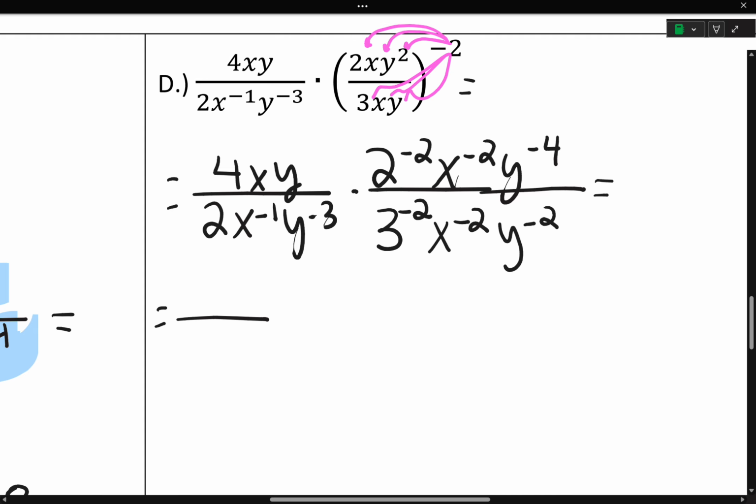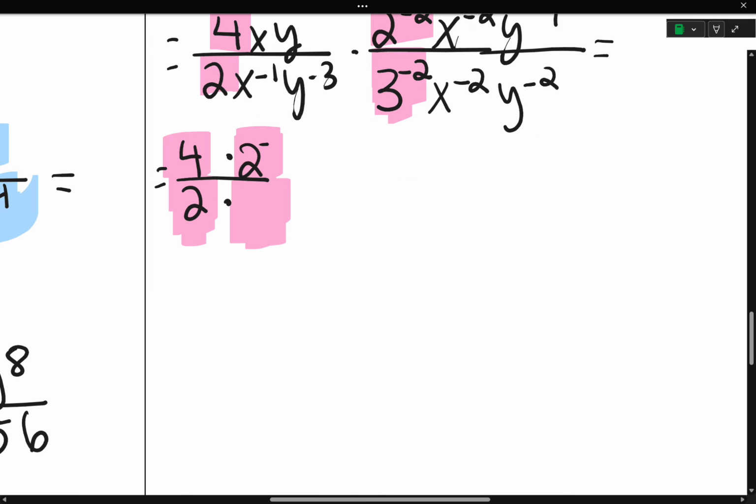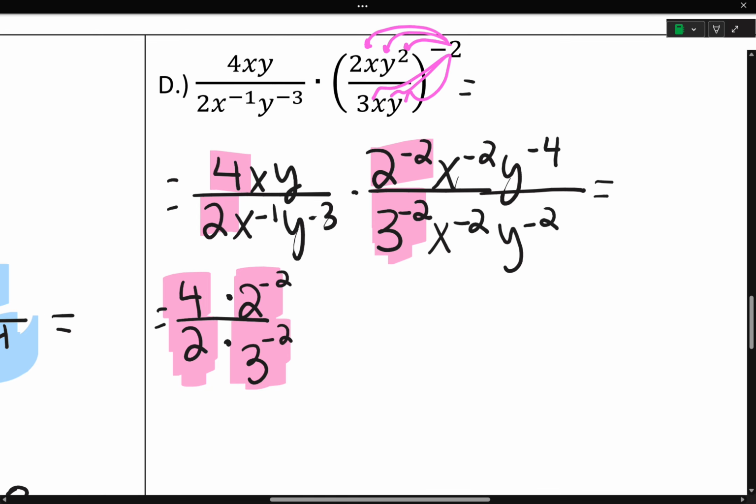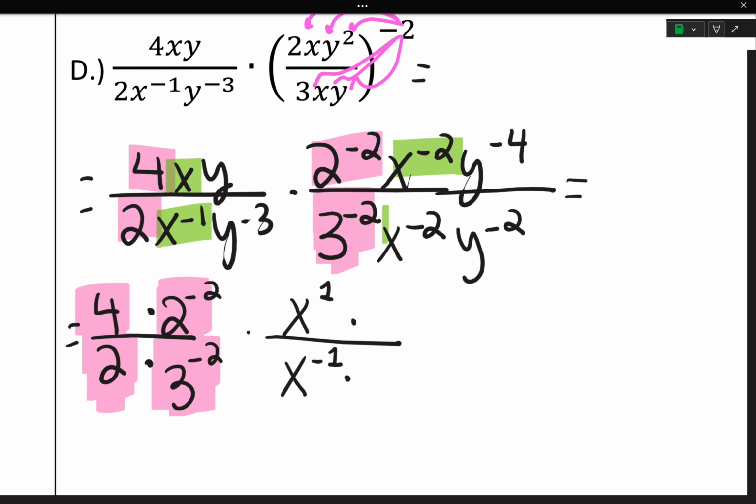Let's start with the constants. We got 4 and 2 in the first fraction. And we'll take care of those negatives: 2 to the -2nd and 3 to the -2nd. All right, next come the x's. The first fraction has x to the first and x to the -1st. The second fraction has x to the -2 on top and bottom.